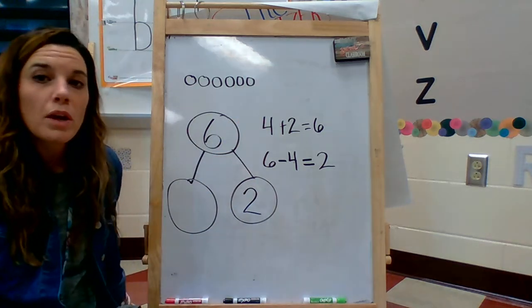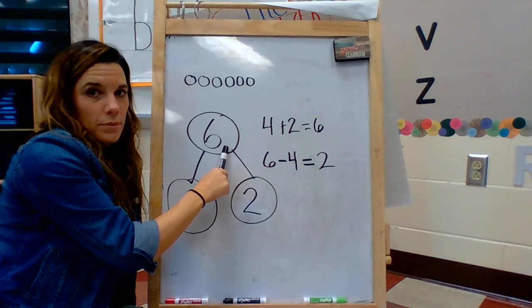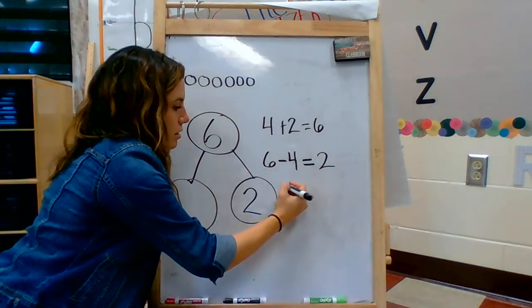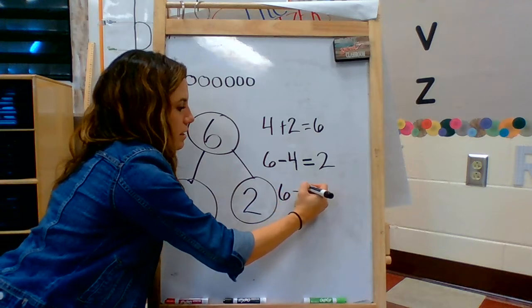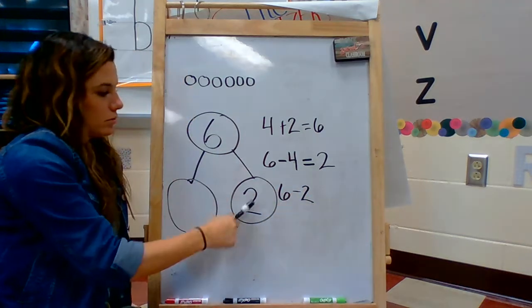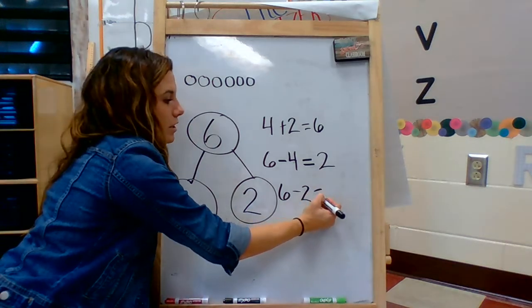Now remember, when we do subtraction, we have to start with the biggest number. So, I took that 4 away, so now we have 6 minus 2, right? 6 minus 2. So here's how we figure out 6 minus 2.